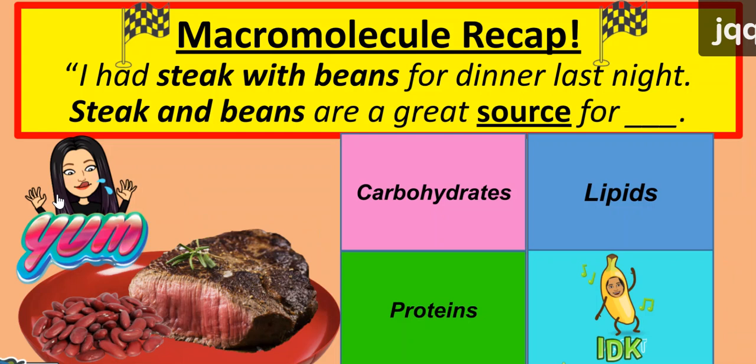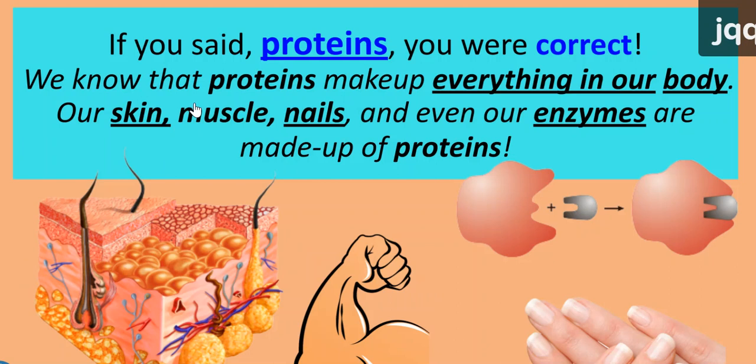Let's ask this. Who remembers from Unit 2 macromolecules? What macromolecule are you going to get if you're eating steak? Steak is a great source of protein. Protein builds muscles, and steak is cow muscle. So, if you said proteins, you were correct. We know that proteins make up everything in our bodies. Our skin, our muscles, our nails, even the enzymes that help us make protein are made of protein.